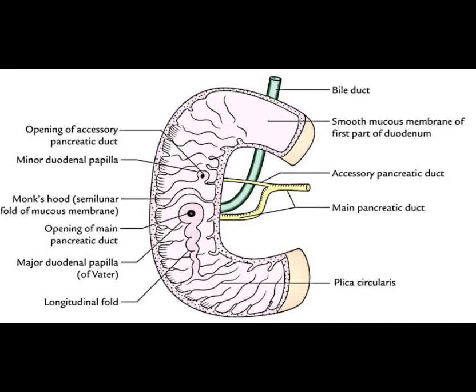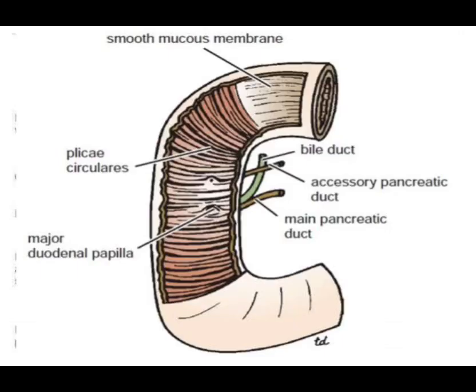Next we have one more papilla, called the minor duodenal papilla. This is a small conical projection which receives the accessory pancreatic duct when it is present. These are the three major things you see here: the circular folds, called plica circularis, which are permanent mucous folds; the major duodenal papilla, onto which we see the opening of the bile duct and the pancreatic duct; and the minor duodenal papilla, onto which we see the accessory pancreatic duct when it is present.